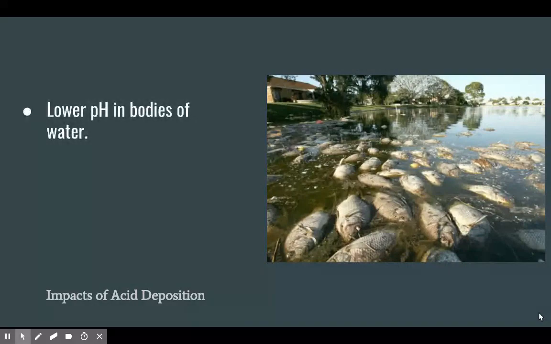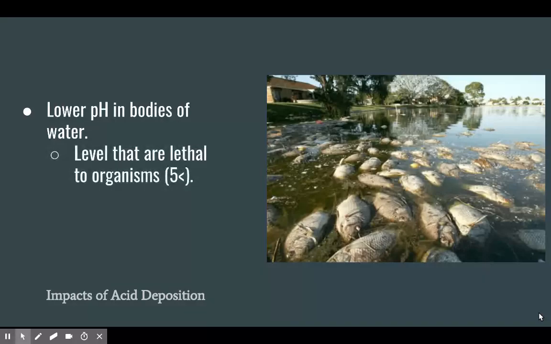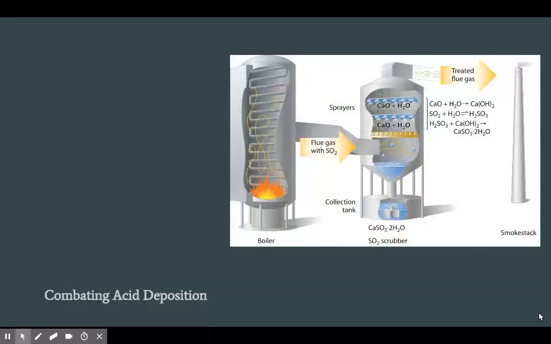Remember, water will dissolve a lot of acids, so we have this lowering of pH, and once it gets below 5, it becomes lethal. In this picture, the acidity of this pond is way below 5, not allowing it to harbor life.